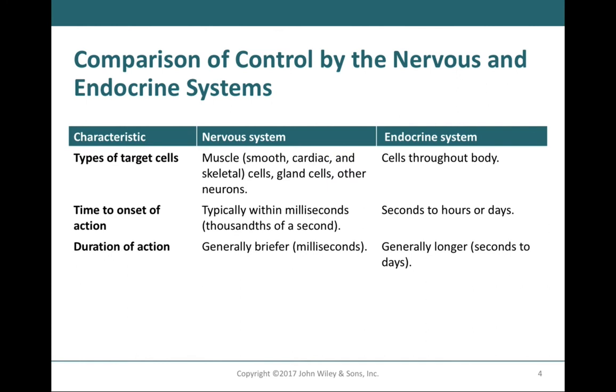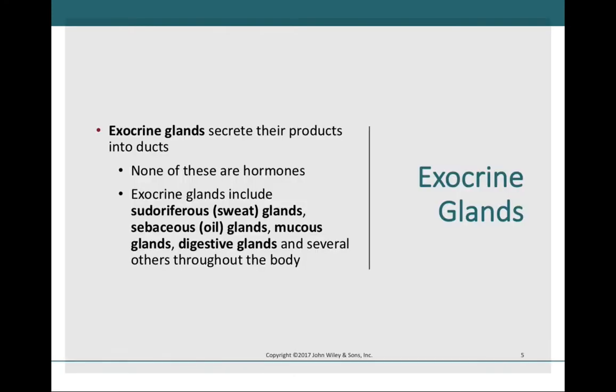One of the other major differences we see between these two communicative systems is that the nervous system typically tends to act faster, while the endocrine system tends to work slower. However, the effects of the endocrine system generally last longer, and the effects of the nervous system are much more short-lived. Now, in order for us to start understanding endocrine glands, we also must understand exocrine glands.